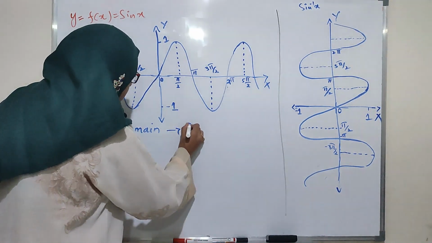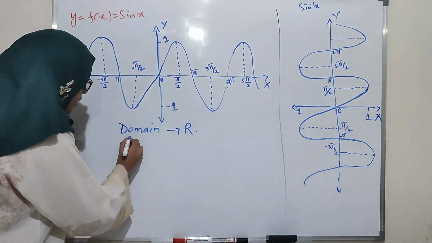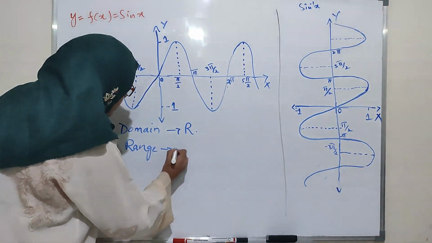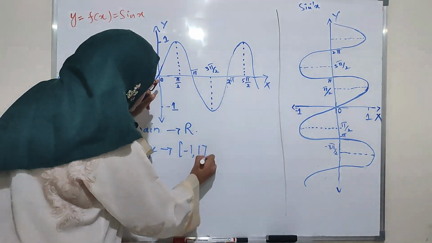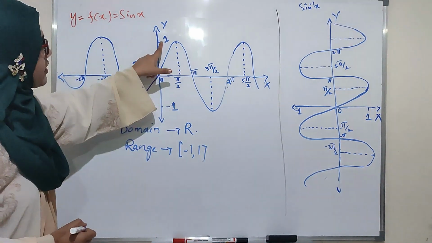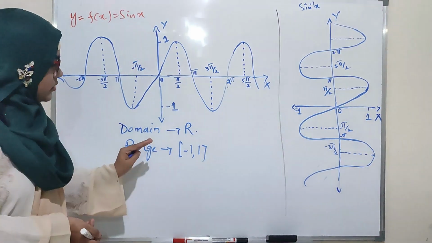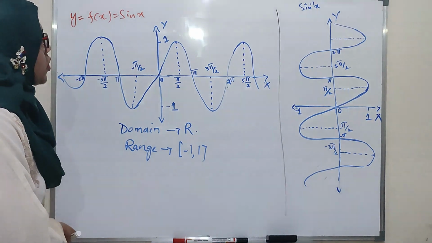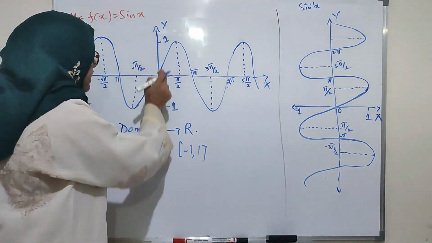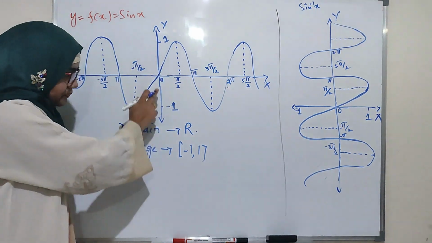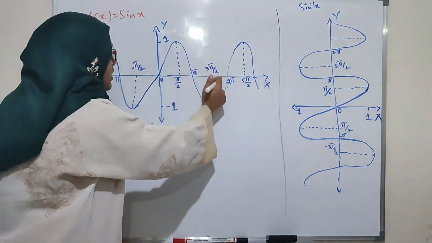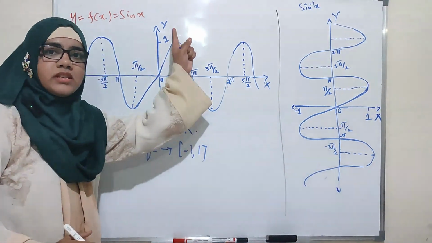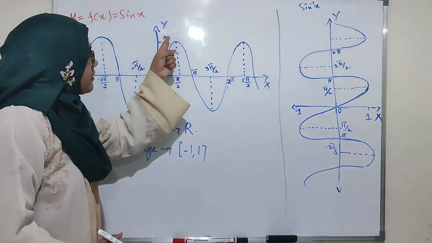So domain is real numbers, and range is -1 to +1. Here we are having y values from -1 to +1. Okay, so this is the range and domain of sin of x. So you can see that the graph is lying in between -1 to +1. All the values of the graph lie, it is a continuous graph, you can see, and it lies in between -1 to +1 on the y-axis.